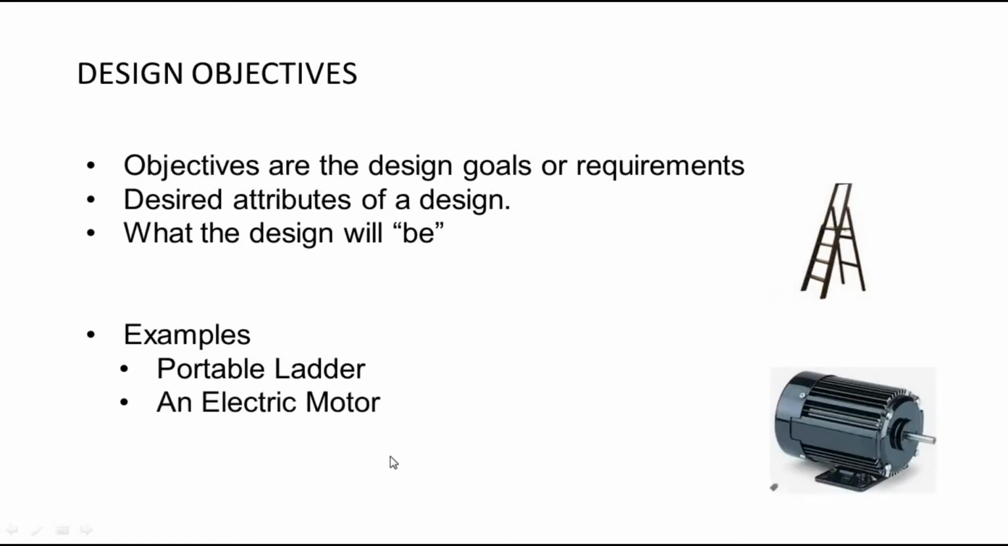So consider the example of an electric motor. The primary objective is to make mechanical rotation, or to drive a mechanical load. So that is the primary objective, the desired requirement of the design.